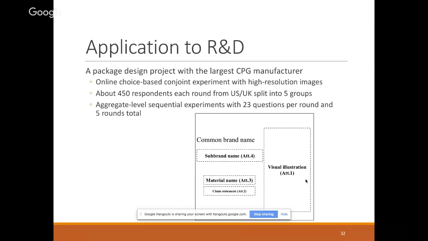We are not allowed to show the actual picture of the product. However, the diagram that I show here can give you some idea of what the design experiment looks like. The common brand name was not part of our experiment; the common brand name is there. Then we tested 4 different attributes. The first one is the visual illustration, basically a picture of the product. We also tested different sub-brand names, material names and claim statements. So there are 4 attributes and around 8 to 10 levels for each attribute, which is very similar to the dimensionality of our simulated experiment.